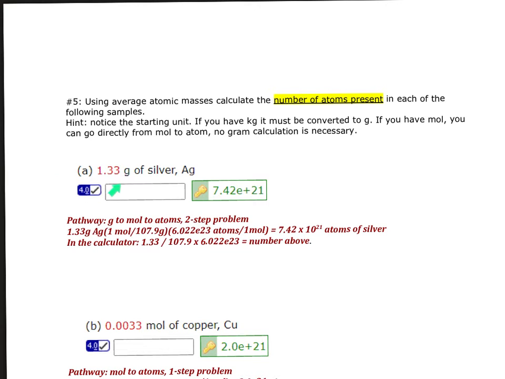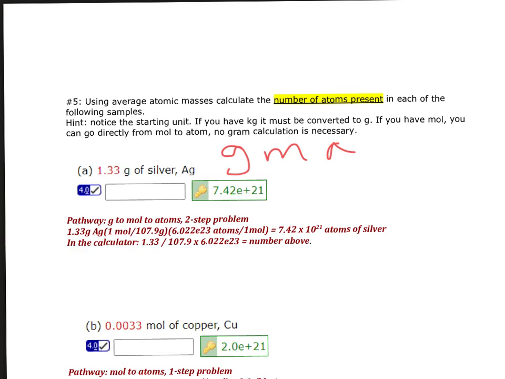This problem is going from grams to atoms, so we will do grams to moles to atoms, GMA, grams to moles to atoms. So we'll start with 1.33 grams of silver. We will divide by the mass of silver, so 107.9, I got that from the periodic table, and then we'll multiply by Avogadro's number. And that is the final answer. Let's look at the next one.